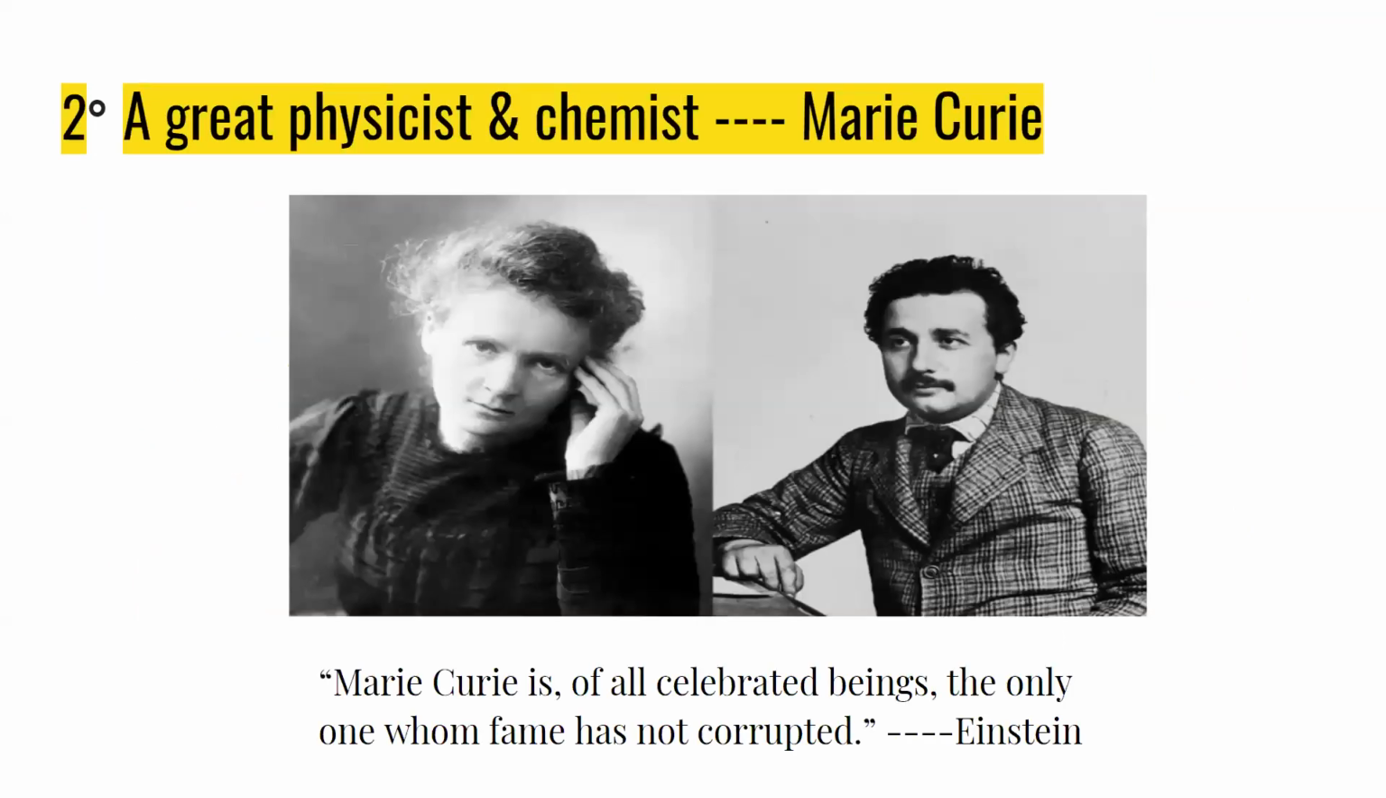Secondly is a great physicist and chemist, Marie Curie. Albert Einstein evaluated her, saying that Marie Curie is, of all celebrated beings, the only one whom fame has not corrupted. That is a very high evaluation. It shows the great relationship between Einstein and Miss Curie, and it also shows her great achievement in science and radioactivity.